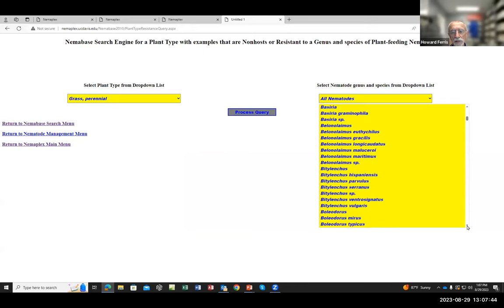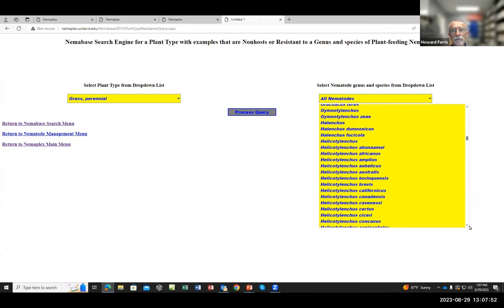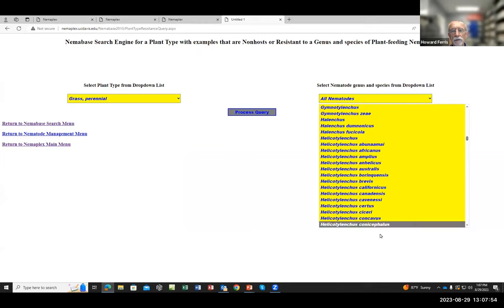On the other hand, if you're doing a study looking for host plant resistance of plants to nematodes, then that would become, let's see, Archaeopteryx.